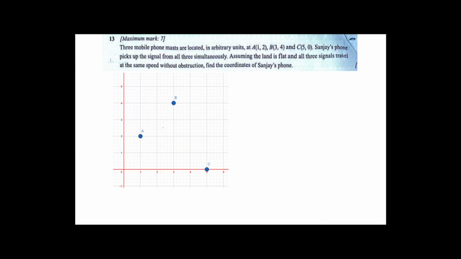This is a sort of bonus from a viewer who has IB mathematics exams coming up, and this is a fairly typical question that she's been given. She's asked me how she would do this. Three cell phone towers are located at arbitrary units, so whether this is kilometers or meters, we don't really care. Assuming the land is flat, big assumption, but we'll assume it.